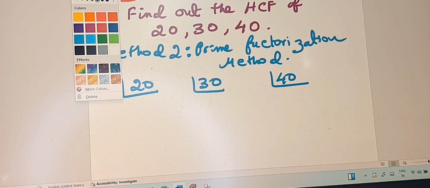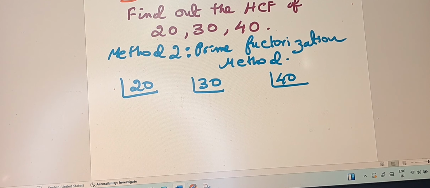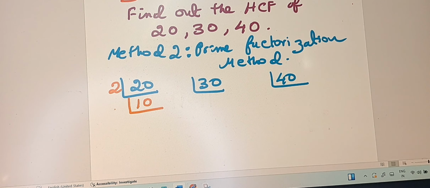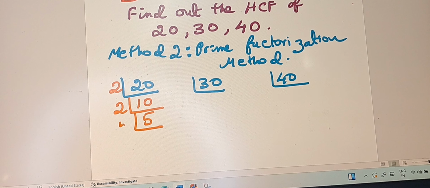What are prime numbers? Prime numbers are those numbers which have only two factors, 1 and itself. So here we have to find out the prime factors. So if I divide 20 by 2, I will get 10. Then again if I divide by 2, I am going to get 5. Then 5, how many times? 5 ones.